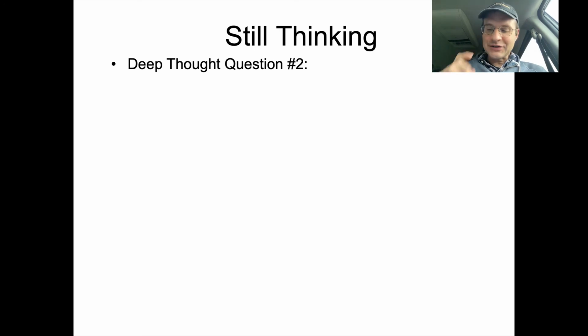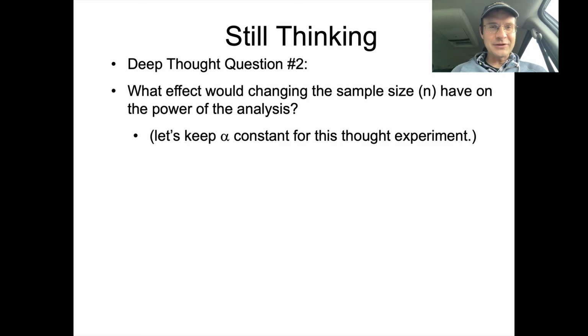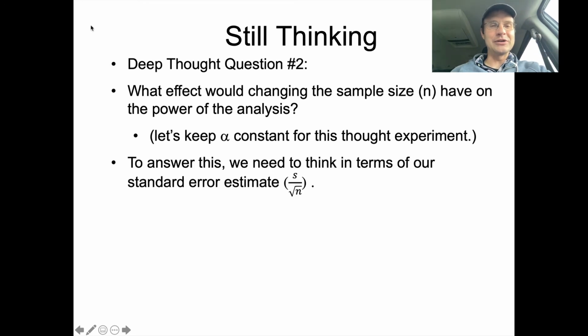Okay, so here's another question. Having answered that one or two questions before, what effect would changing the sample size have on the power of the analysis? So like I said, this is something else that you can tinker around with when you're setting up your experiment, is to change that n. You can make it bigger or smaller, however many subjects you want to run in your study. We're going to keep alpha constant. We'll just keep it at 0.05 for now because that's almost always what we normally do.